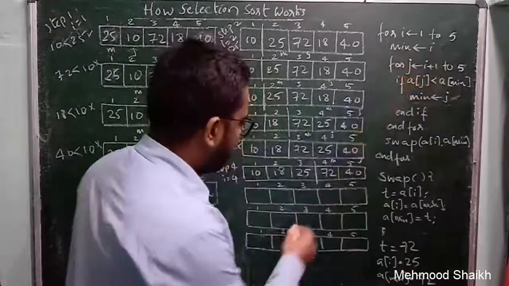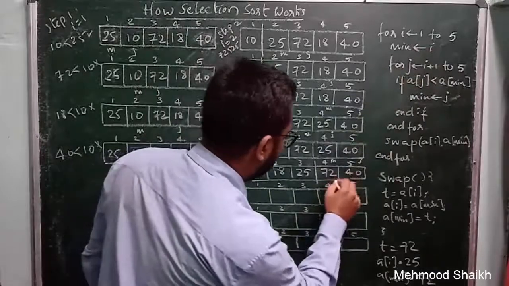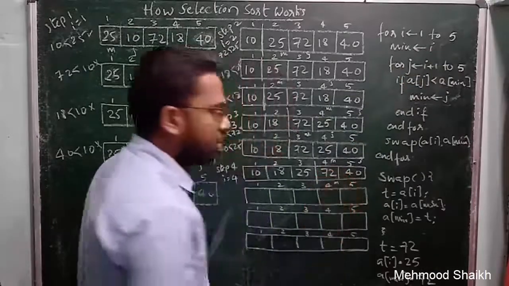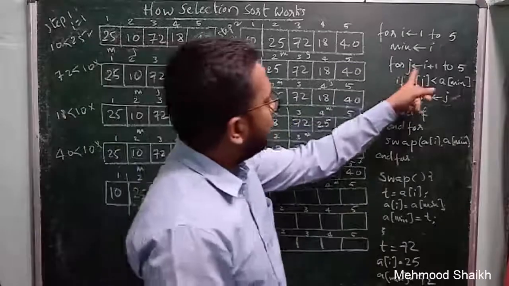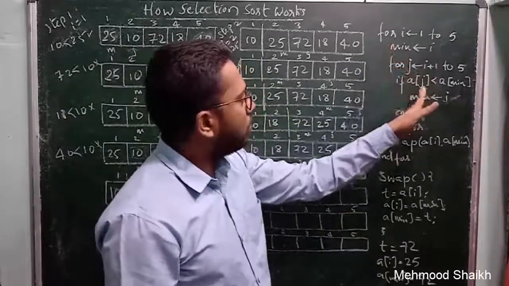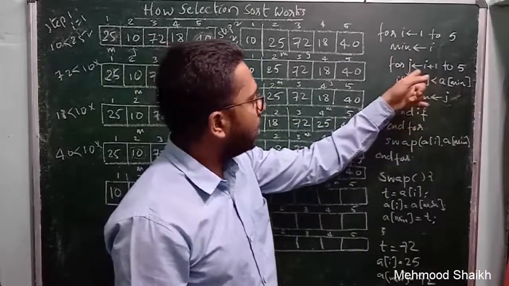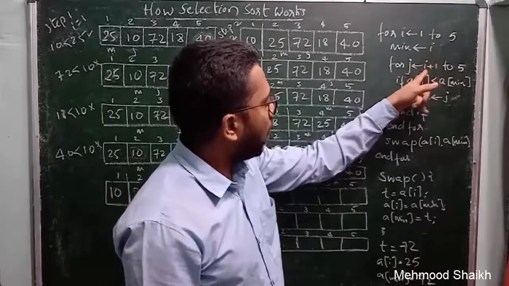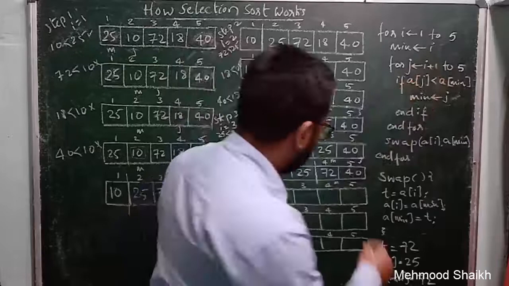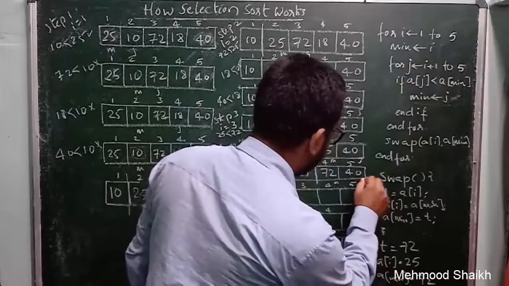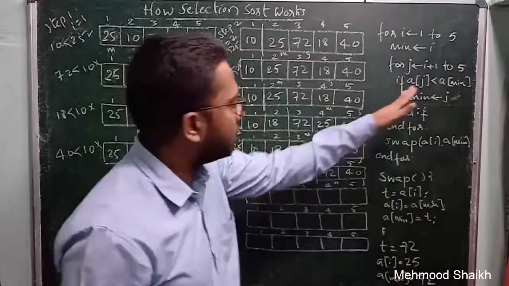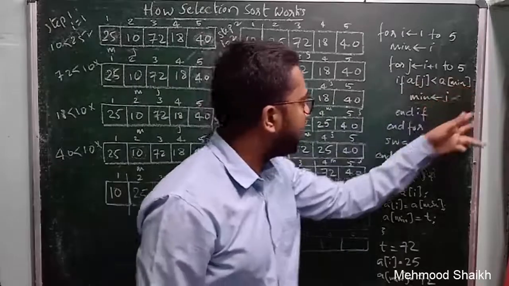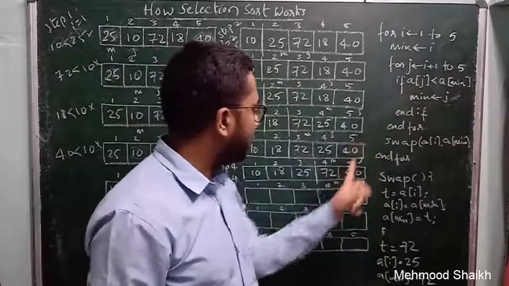That means the fourth element will be considered as the minimum element, and then we will run an inner for loop with j, where j has the value of i plus 1. i was 4, so i plus 1 becomes 5. So this fifth index becomes j. Then we will make a comparison between a of j and a of min. a of j is the fifth index and a of min is the fourth index.